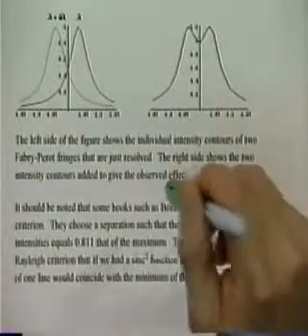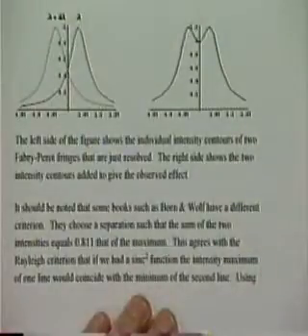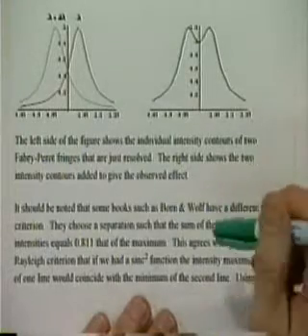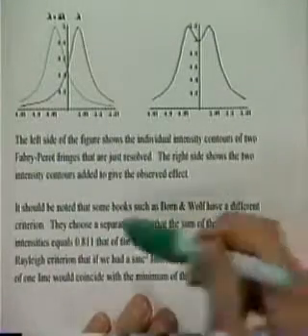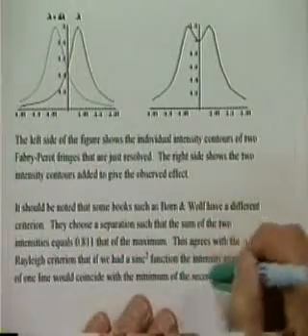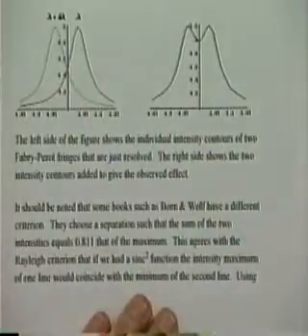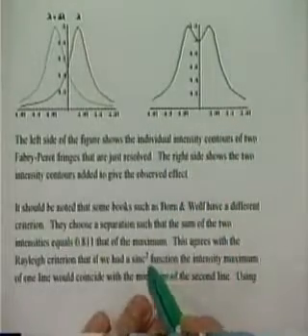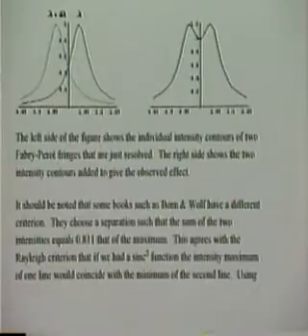You say, why in the world, where did they get 0.811? Why wasn't it 0.812 or something? What they say is, if we had a sinc squared function, which we don't have, this 0.811 would correspond to where the intensity maximum of one line coincided with the minimum of the second line. They use this because in a lot of other instruments, where you're looking at resolving power, you do have images that go as a sinc squared, and so they're trying to express this in the same way. So I'll leave it up to them. If they want to do that, they can.